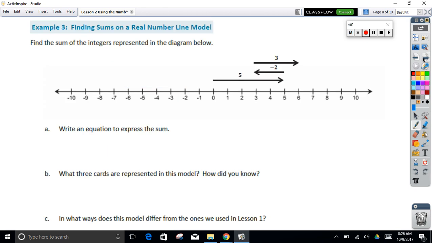All right, example 3, we have a number line model to start with, and we're supposed to find the sum of the integers represented in the diagram. So let's start by writing an equation to express the sum. Kaylin, how do you think you would write that equation?